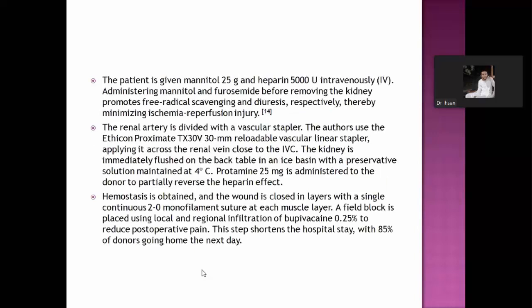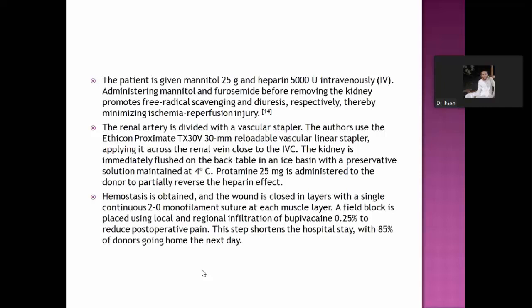The patient is given mannitol 25 grams and heparin 5,000 units intravenously. Administering mannitol and furosemide before removing the kidney promotes free radical scavenging and diuresis, respectively, thereby minimizing ischemia reperfusion injury. The renal artery is divided with the vascular stapler. The author used the Ethicon ProFinet TX30V 30 mm reloadable vascular linear stapler, applying it across the renal vein to close the inferior vena cava.